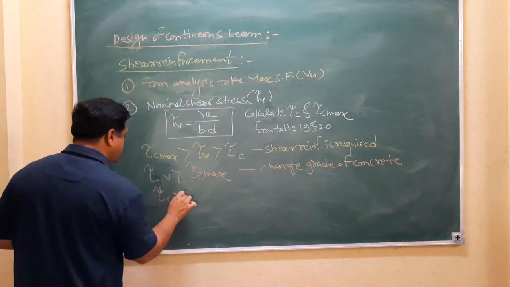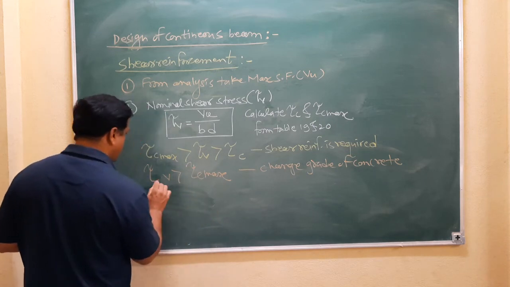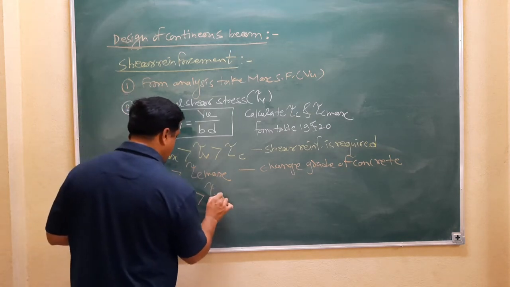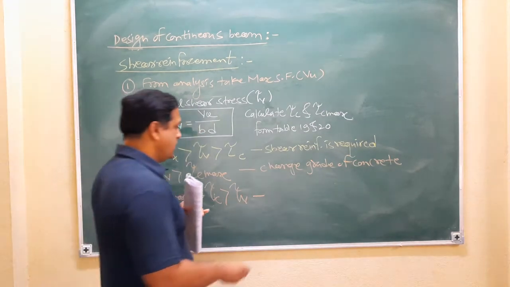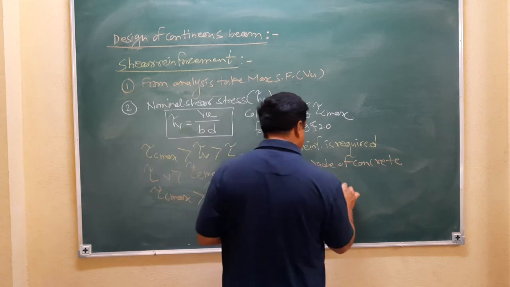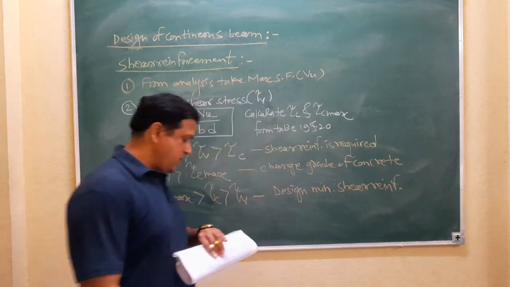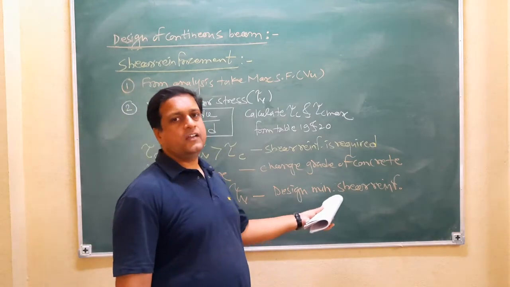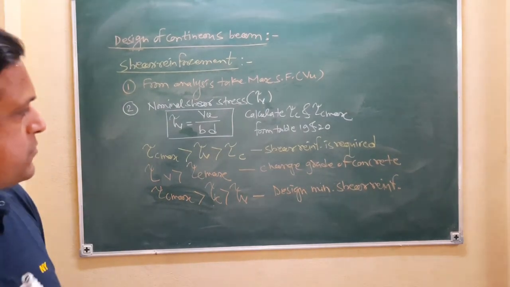And if your tau c is more than tau v, design minimum shear reinforcement. By using page number 48, we have to design the minimum shear reinforcement.